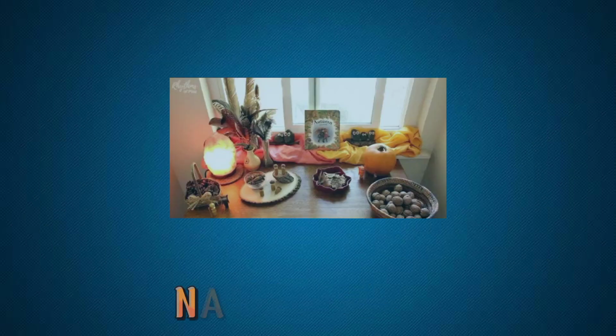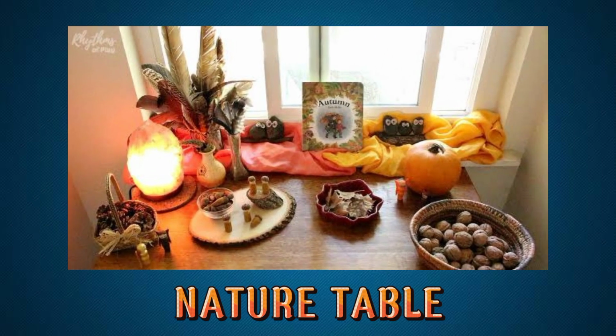Number 2 is nature table. This is a table that contains objects and or scenes related to the current season or upcoming festival or a symbol of an ecosystem. Children love to follow the natural changes that the world offers each month, and classroom decorations reflect this. Number 3 is writing board.